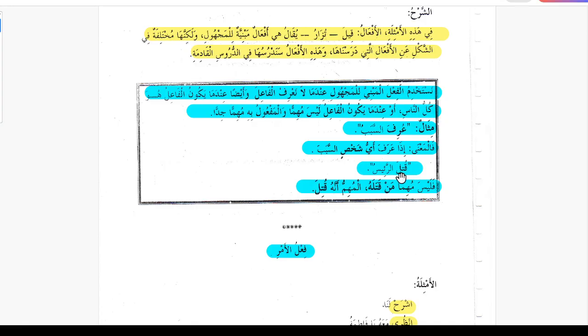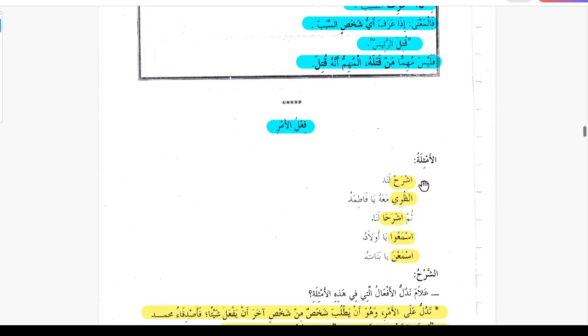if we make an active form, it's going to be qatala Muhammadun ar-Raisa, that somebody named Muhammad killed the president. But now when we don't know, or the fa'il is not important, the president is more important, then we use the passive form of the verb, that the president was killed. Laisa muhimman man qatalahu, it is not important who killed him. Al muhimmu, the important thing is annahu kutila, that he was killed. So that is the summary of the passive form of the verb.